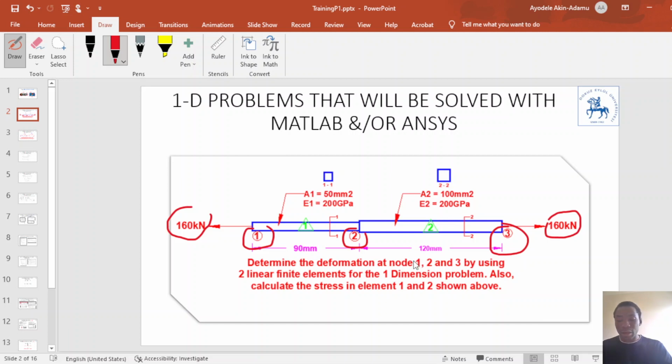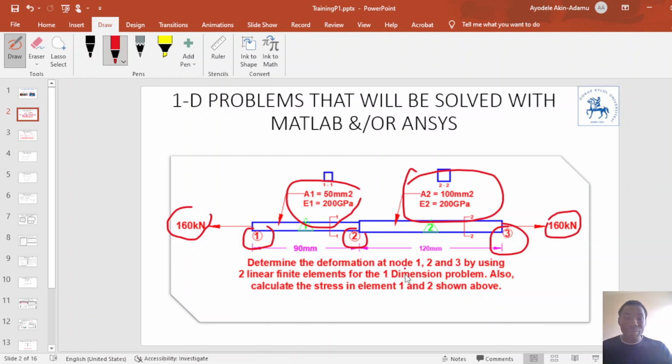The material and geometric properties of the problem are also given as A1, E1 and A2, E2, where A is the cross-sectional area of each finite element, and E is the Young's modulus of each element, in gigapascal units.